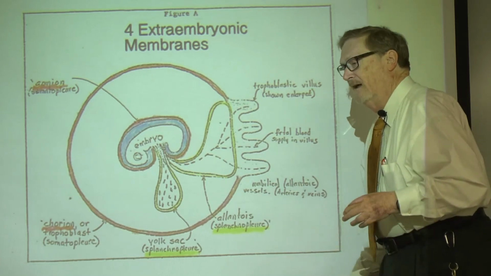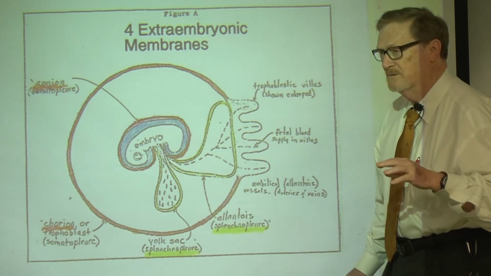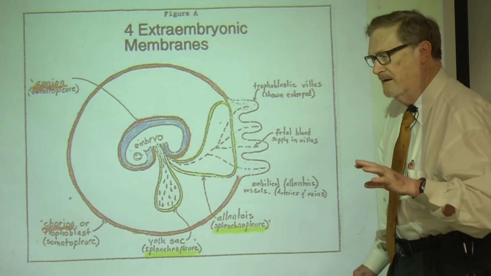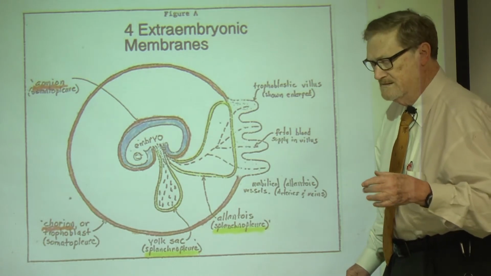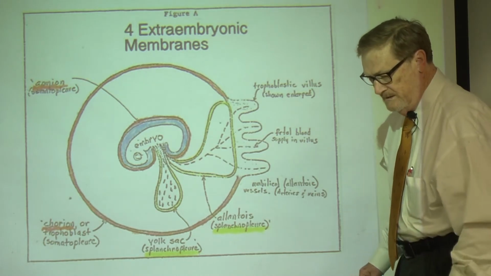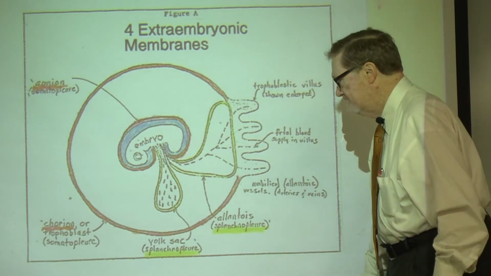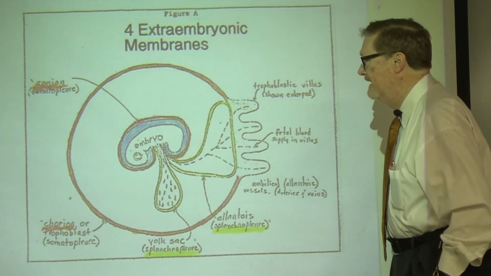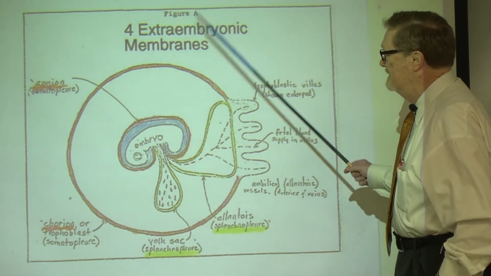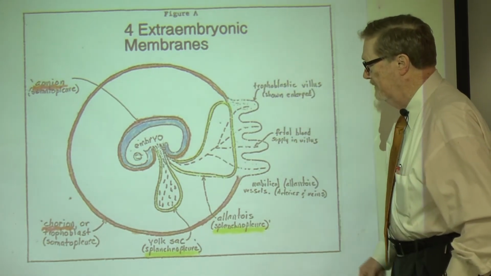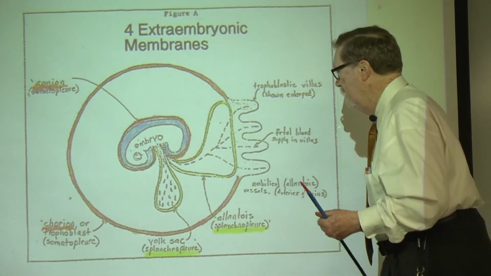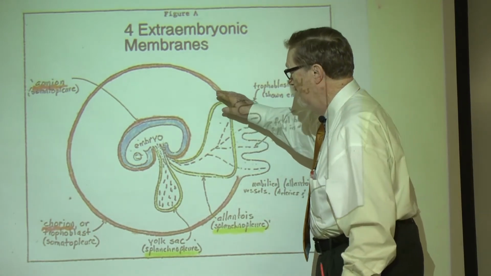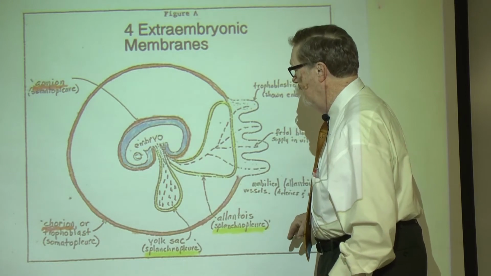All right? And in order for us to understand what's going on, we've got to talk about the extra embryonic membranes that are common to almost all embryos, not all, but most. 2 of them come from splanchnopleure and 2 of them come from somatopleure. In figure A, we see the 4 extra embryonic membranes. The 2 that I have in a brownish red here are the amnion and the chorion.